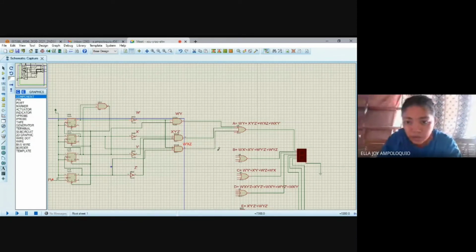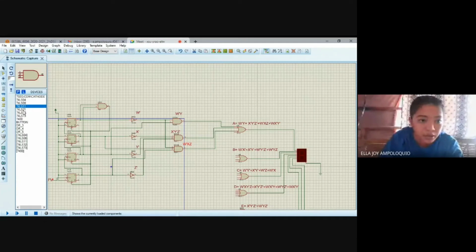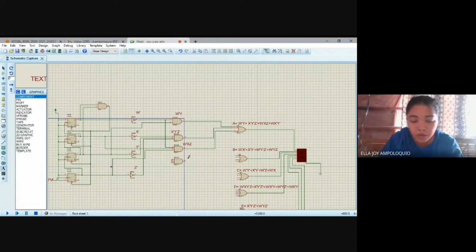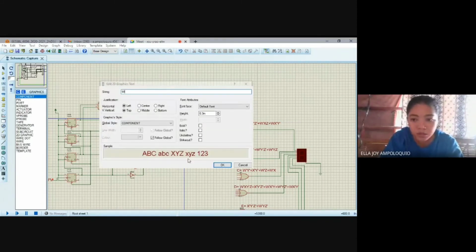Then next I have W X prime Y prime. I also use a 3-input gate and get it here, and put the label W X prime Y prime.